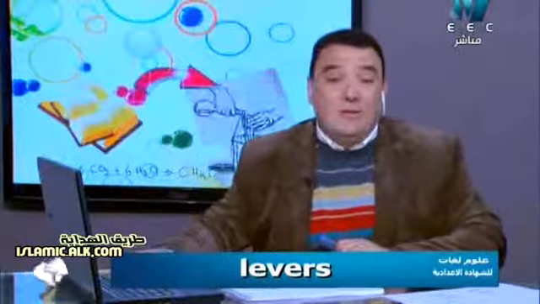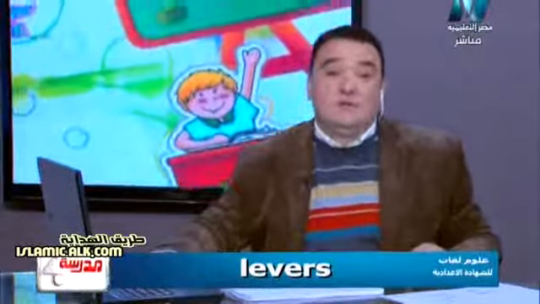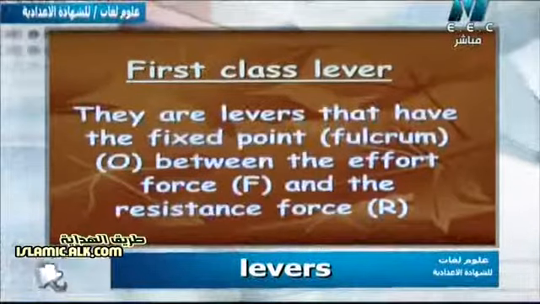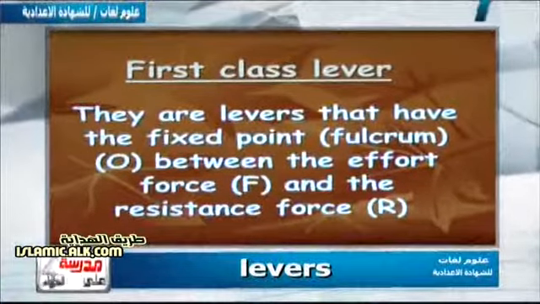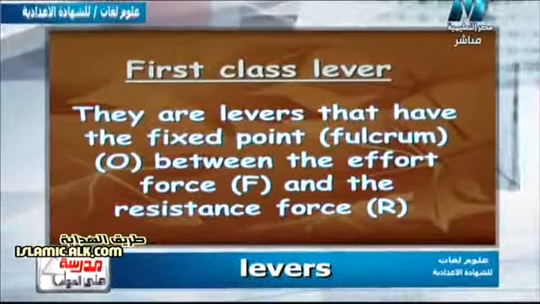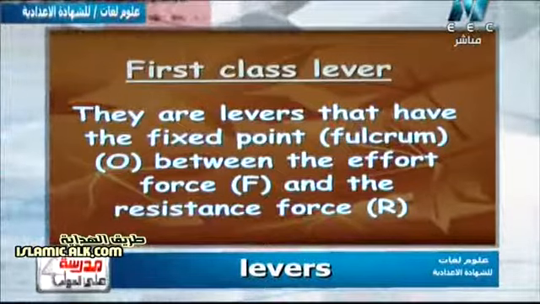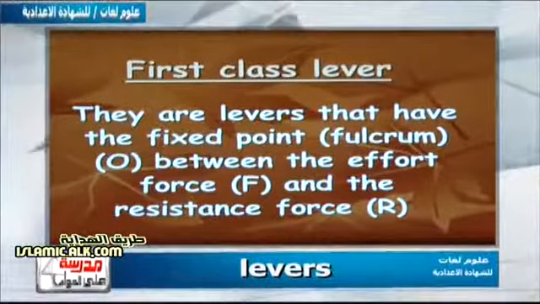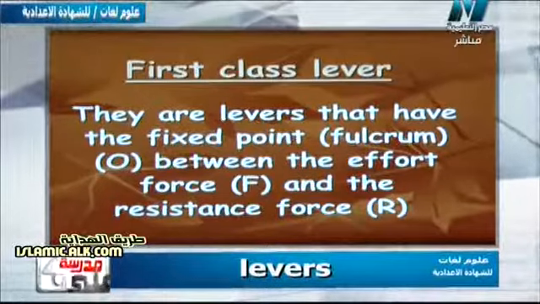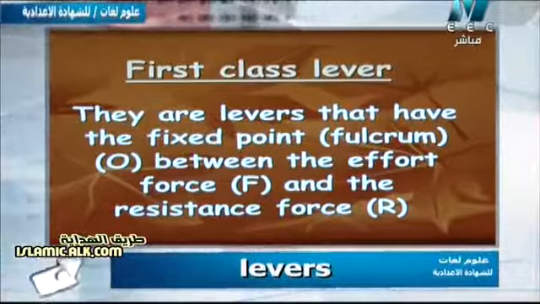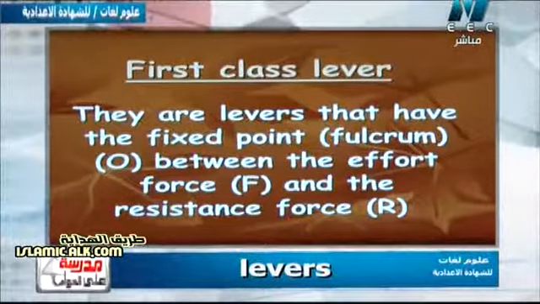So what about the types of lever we have? As I said, 3 types. The first type we call first class lever، النوع الأول أو روافع النوع الأول. First class lever، تعريف مهم جدا، they are the levers that have the fixed point, the fulcrum O, between the effort force F and the resistance force. Again, first class levers are the levers that have the fixed point or the fulcrum O between the effort force F and the resistance force.